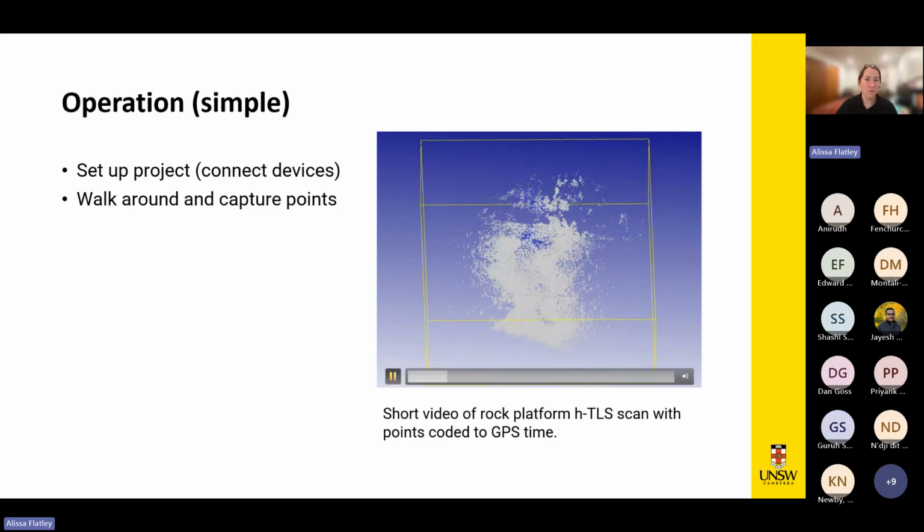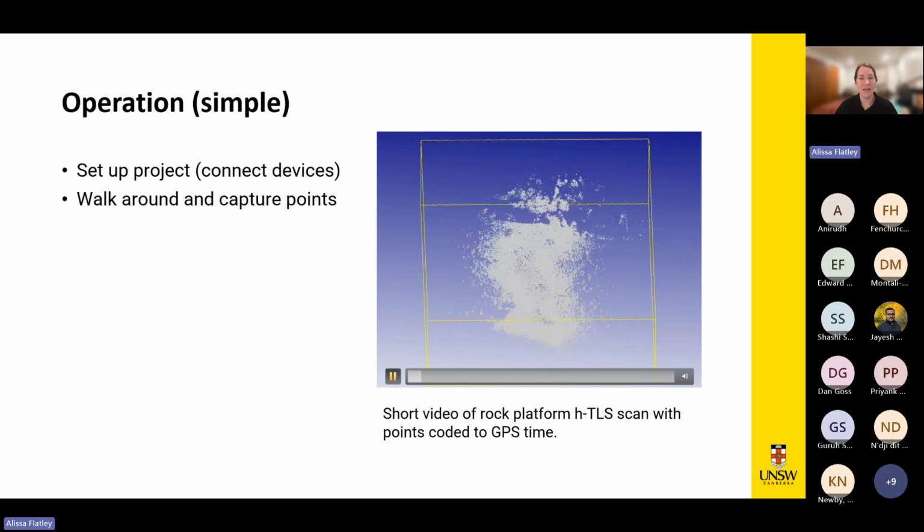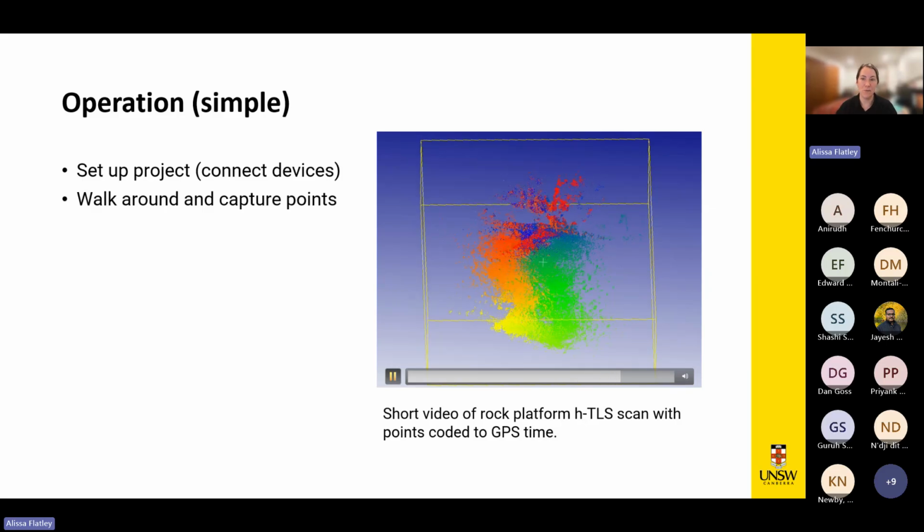And so you walk around, and the color you can see is essentially a sped up version of the points being collected. I'm walking in a loop in this example. So this is a video of a rock platform, and the scan points are coded to GPS time. So I can play that again, and it just shows essentially me walking in an oval shape on a rock platform, and you can see the points being collected as I walk.